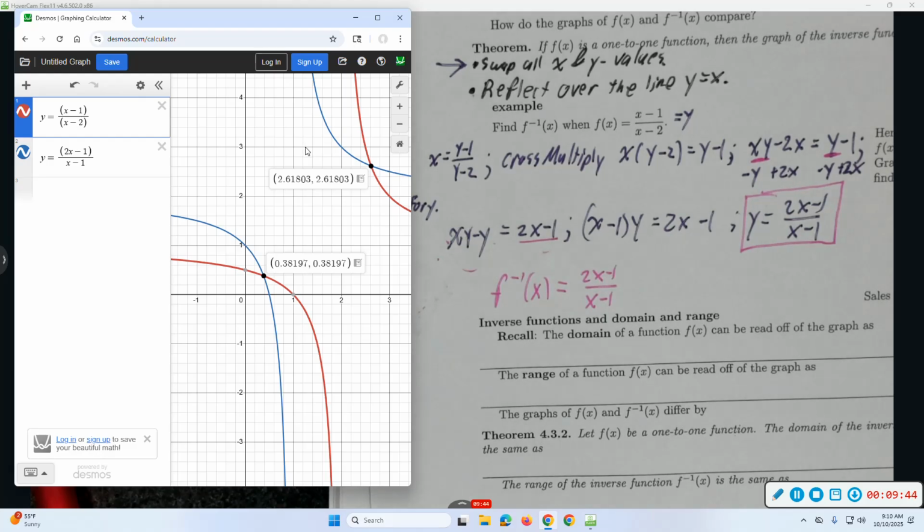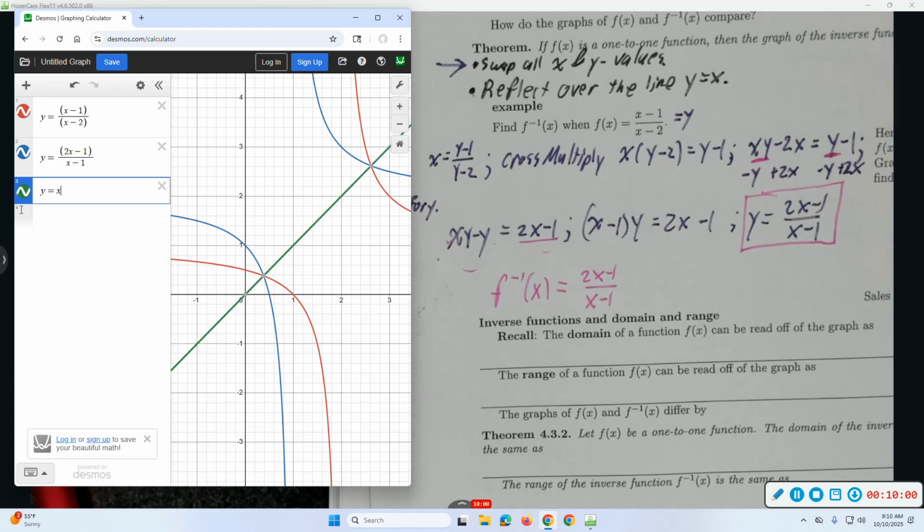Let's think about some other things we could do. Well, these two things should literally be the same, just the x's and y's are swapped. Could you graph y equals x and see if it reflects over that? Oh, sure, that's a good idea too. I want it dashed. Yeah, so does it look like the red and the blue are symmetric over that line? Yeah, that looks convincing too.